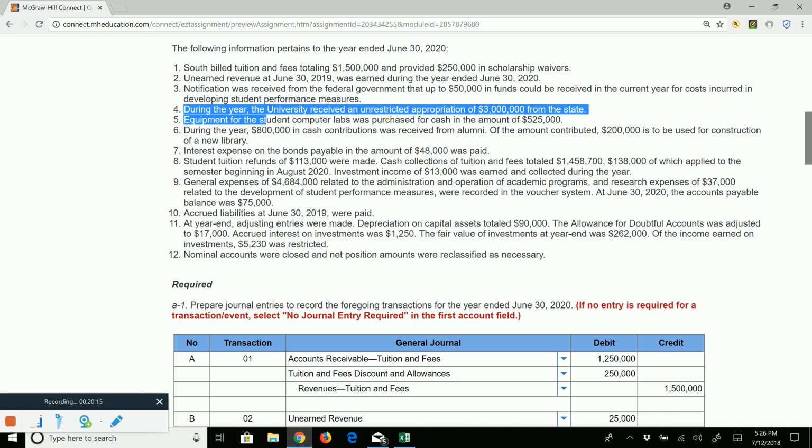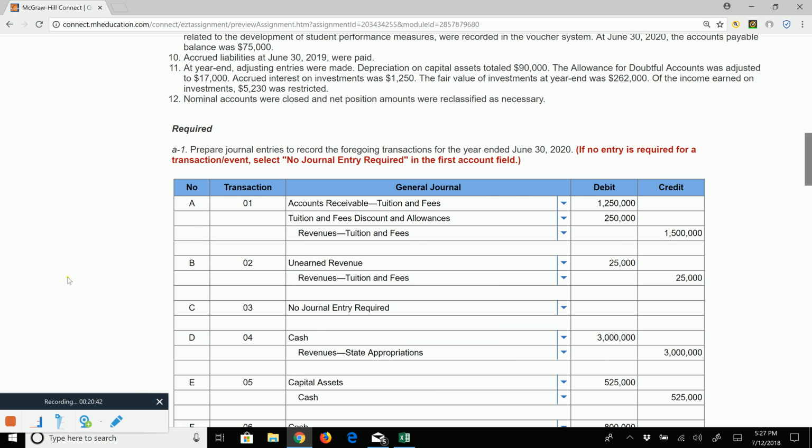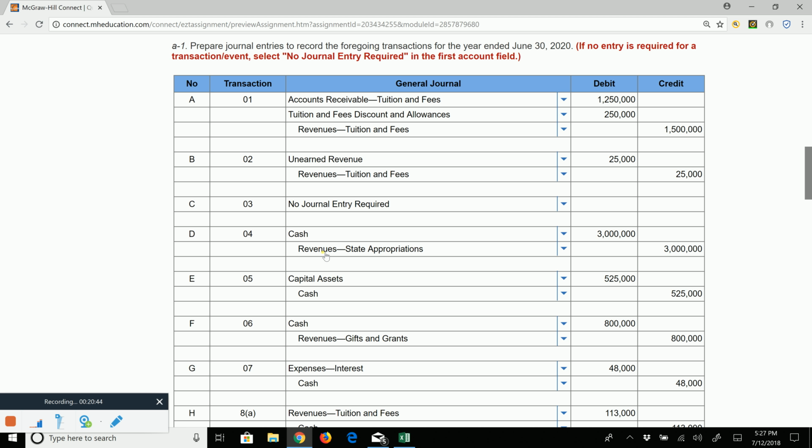Number 4, during the year, the university received an unrestricted appropriation of $3 million from the state. Now, one of the beautiful things about public nonprofit universities is they are part of the state government. So they are going to participate in the state government's budget. And that's what's going on here. The budget for the state is allocating $3 million to this particular university. So the journal entry is debit cash, and we're going to credit revenues for that state appropriation of $3 million.